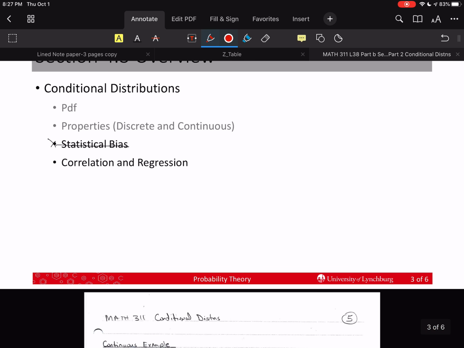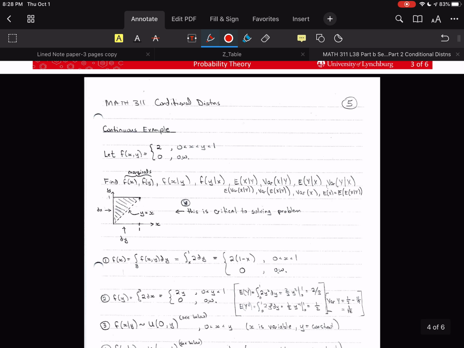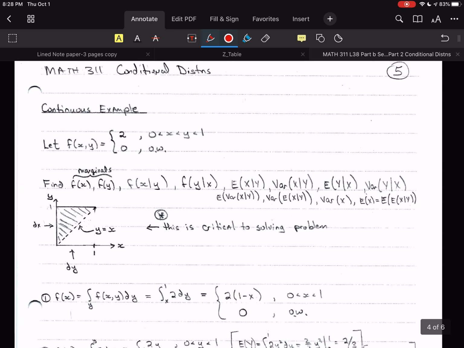So I've decided that statistical bias will wait until next semester. It goes better in one of the topics in Stat 333, which is our mathematical statistics course. So we're going to do some examples and maybe get to correlation and regression, but I think that'll be in part 3. So we have this continuous example.